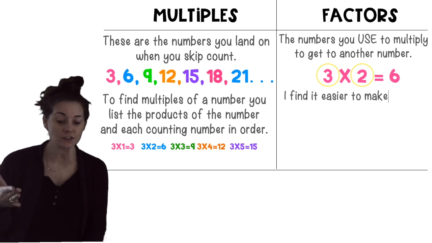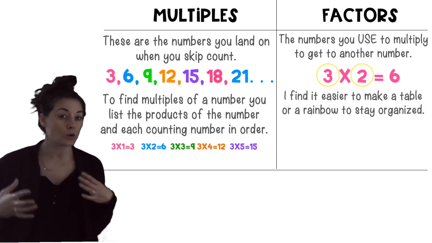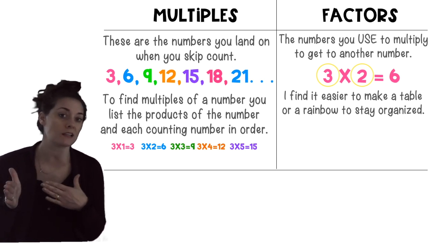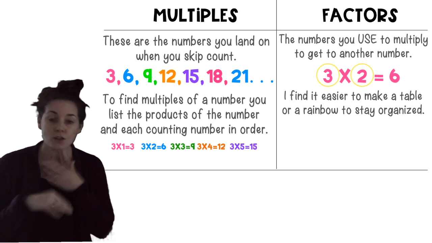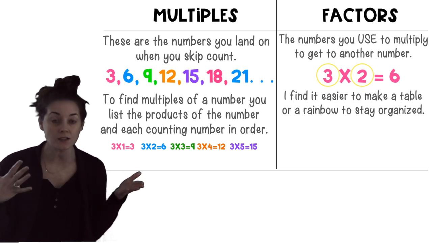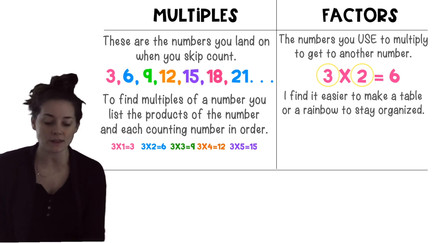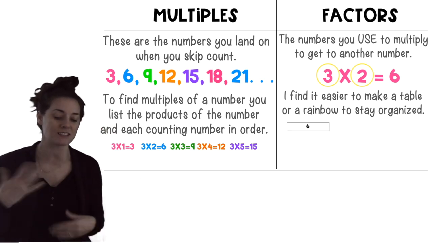I find it easier to use a table or a rainbow to organize my thoughts, so I'm going to show you both ways. When we do our examples, I'm going to use a table just because it doesn't take as long, but you can use whichever method you'd like. The first one is a table, and I'm going to start by putting my target number at the top, and we're going to stick with 6.